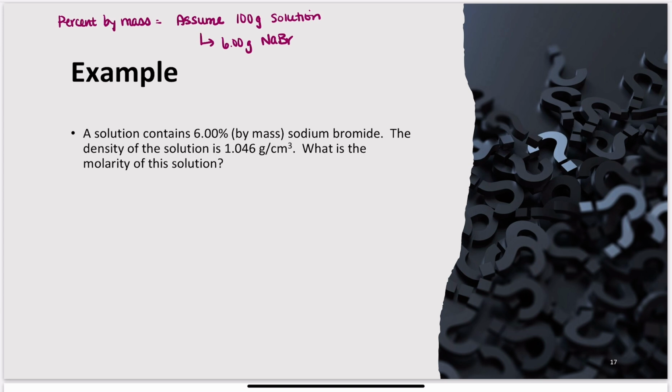I have 100 grams total solution, and I'm going to put my sig figs right there because I have 6.00 and that has 3 sig figs. I'm going to assume the 100 has 3 sig figs as well. I'm going to match that 100 to the sig figs within my percent, okay? So if I assume I have exactly 100 grams of solution, which is solute plus solvent, then I know I would have 6 grams of solute in there.